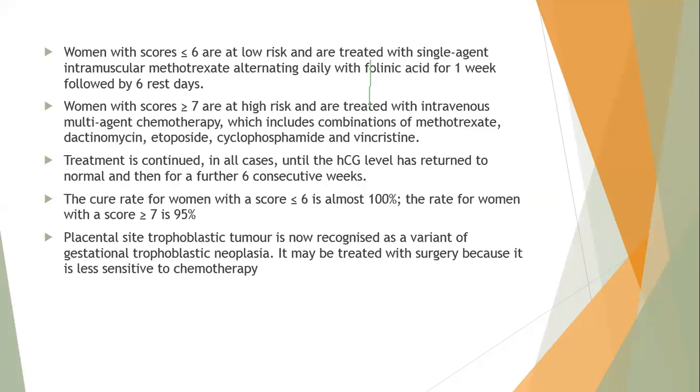Treatment is continued until the beta HCG level returns to normal, and then for a further 6 consecutive weeks. The cure rate for women with a score of 6 or less is 100%. If the score is 7 or more, it is 95%. So it has a very high cure rate, and we should assure her that this tumor is treatable and has a very good prognosis.